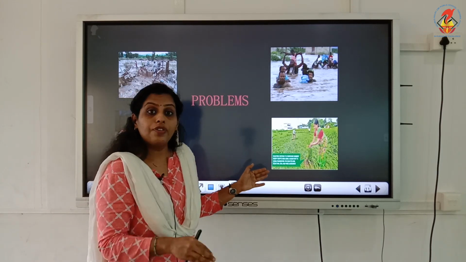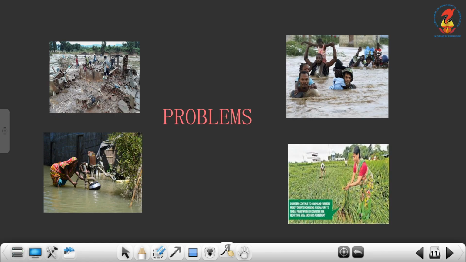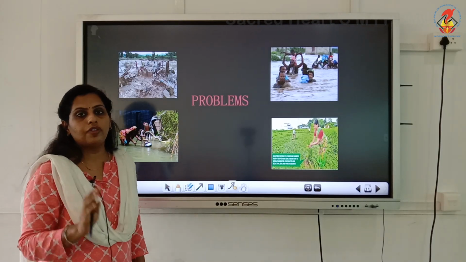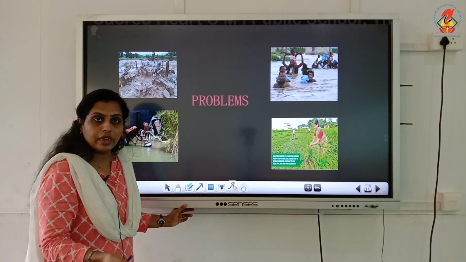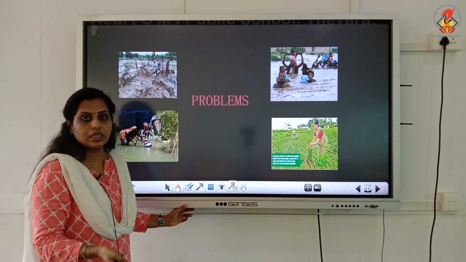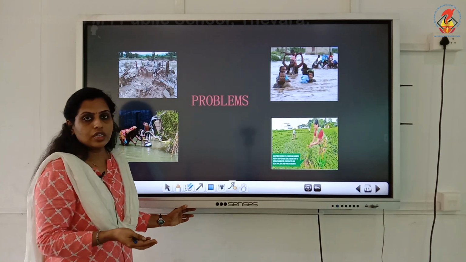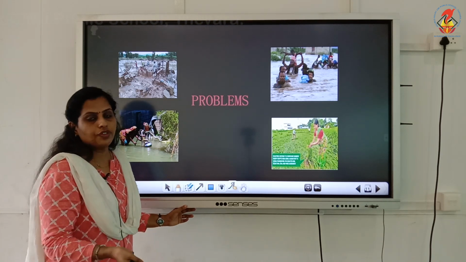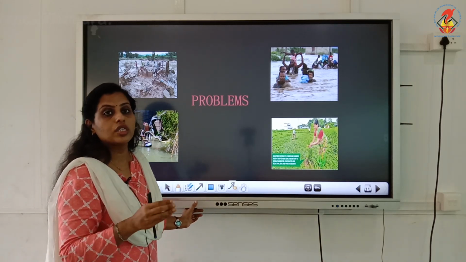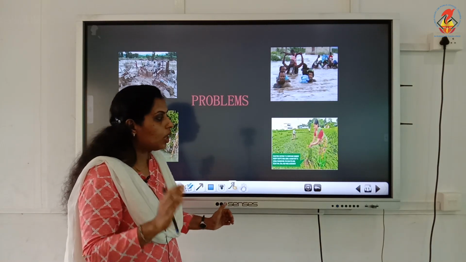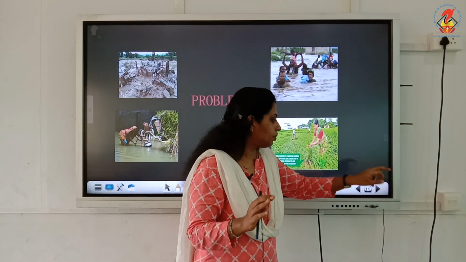Then it affects the farm. The flood affects the farm. You can see all the farming fields have been destroyed. So there are lots of problems faced because of the flood. Flood causes starvation, loss of life, loss of animals, difficulty in transportation, and affects the farms. There are lots and lots of problems caused by the floods. Now, how can this be solved?